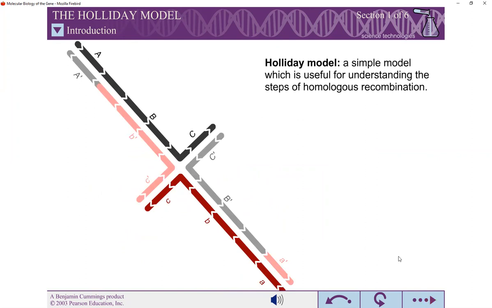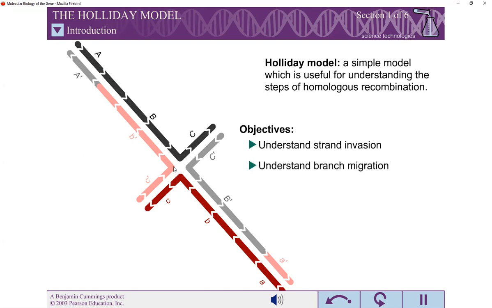So the Holliday model is going to explain which important features are required for the process of recombination to take place. When you have completed this exercise, you should understand how strand invasion can create a Holliday junction, understand how branch migration leads to recombination, and understand the differences between the two possible modes of Holliday junction resolution.